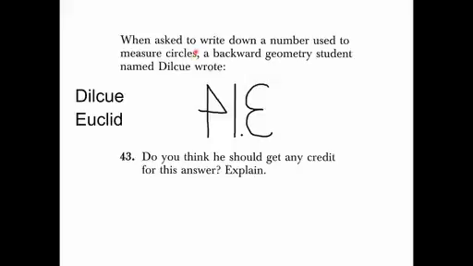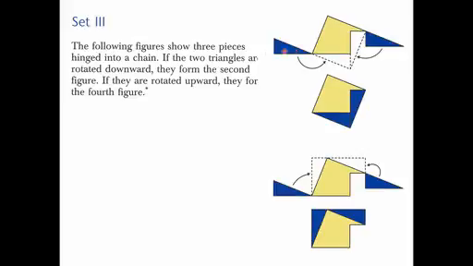Ah, clever. Minor. He's backwards also, and look what he came up with. He wrote 3.14. He wrote it backwards. Why would he do that? Well, he's backward. What other reason might it be? And then, do you think he should get any credit for that answer? Chuckle, chuckle.